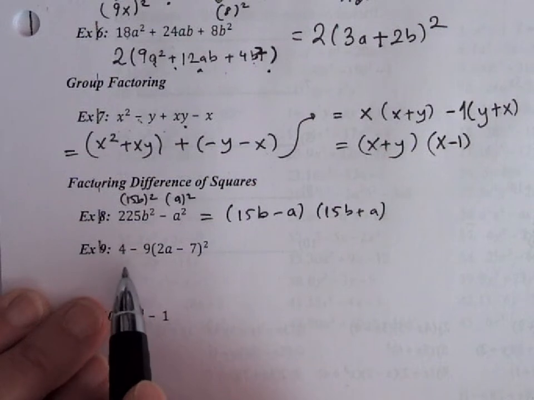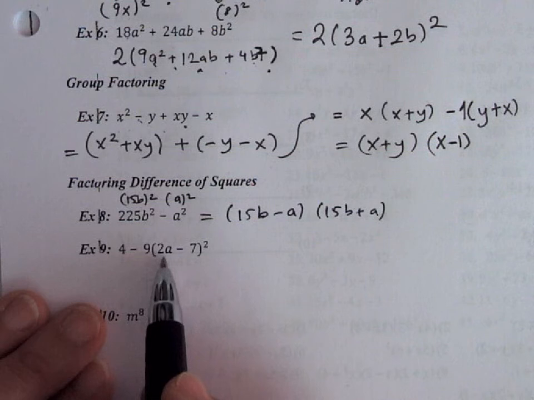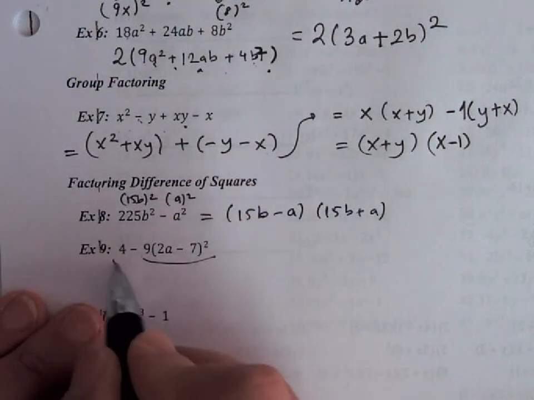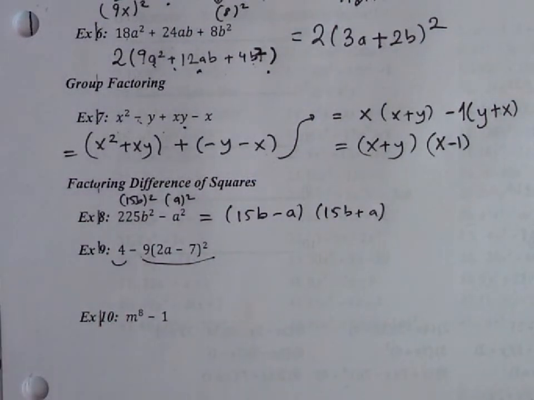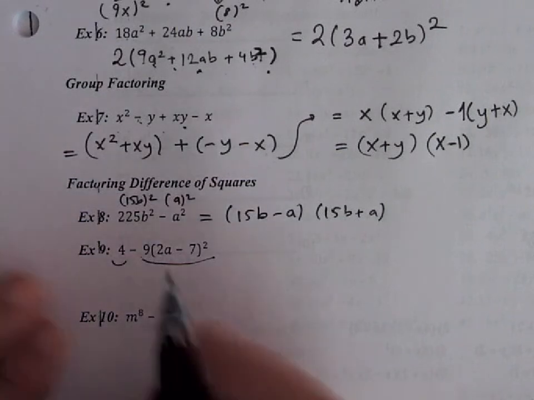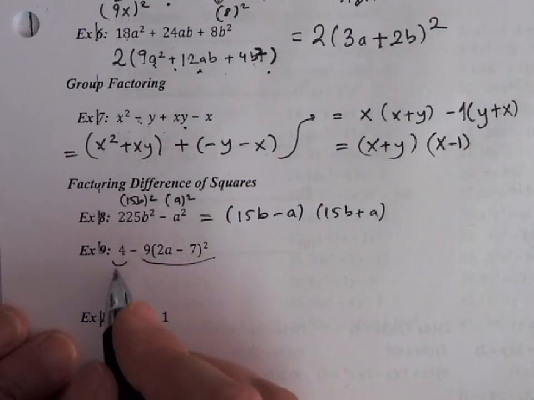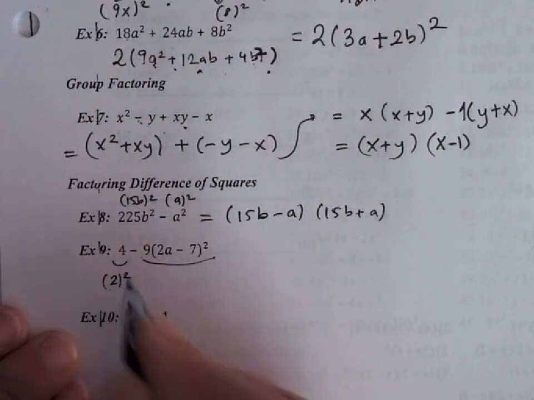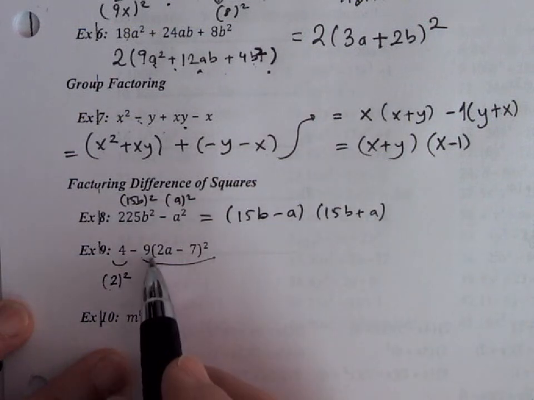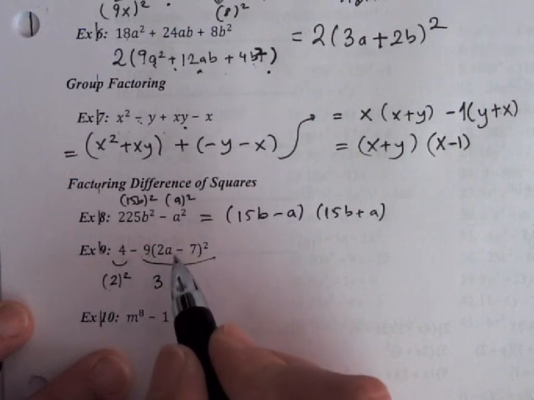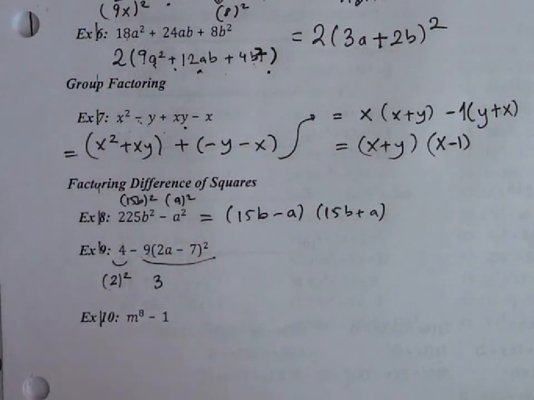Okay, next one. So how many terms do we see? Okay, so this is 9 times 2a minus 7 squared. So this whole thing is one term, don't forget, right? And 4 is another term, and there is this negative sign between them. Now you're suspicious, oh, this could be a difference of squares, right? Then check if each of them is a perfect square. Okay, 4 is the square of 2, and for this one, the square root of 9 is 3, and the square root of 2a minus 7 squared is 2a minus 7.